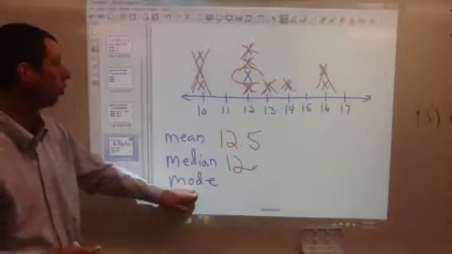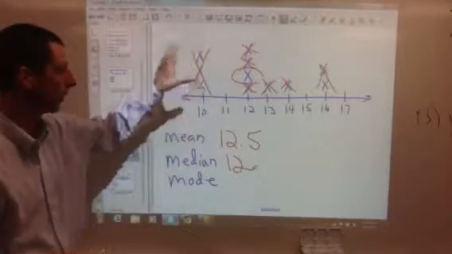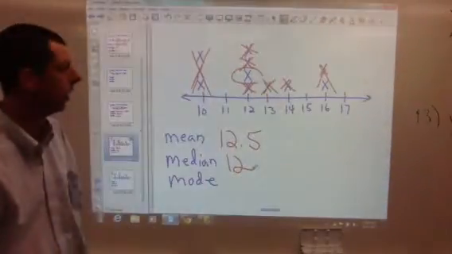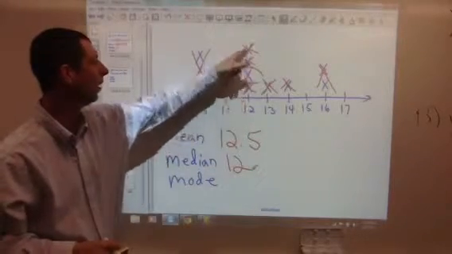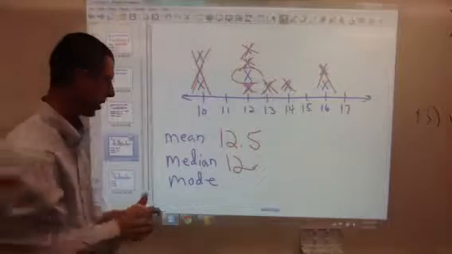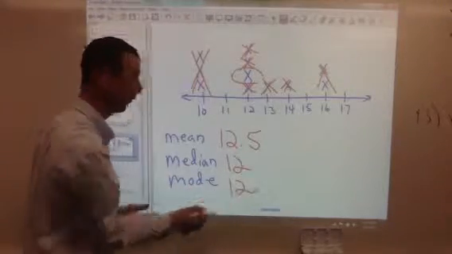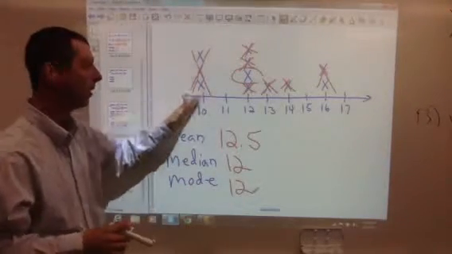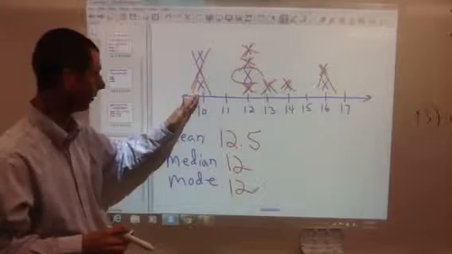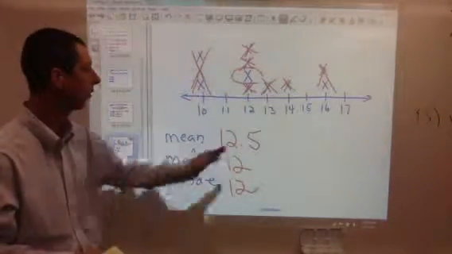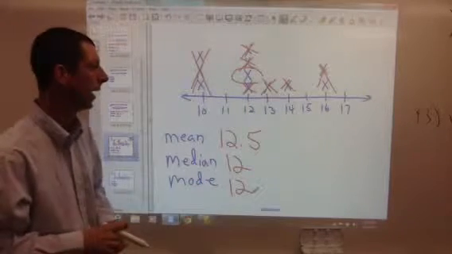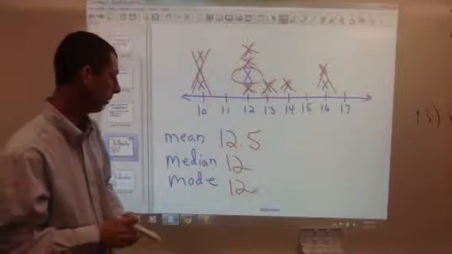In the mode, which one appears most often? Well, now I've kind of messed it all up a little bit there, but you can still see that 12 appears 4 times, so the mode would be 12. 10 would not be the mode because it only appears 3 times. 12 appears 4, so 4 is greater than 3, so we go with 12 here for our mode.